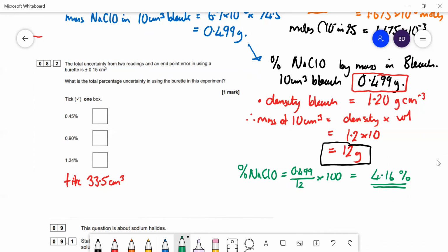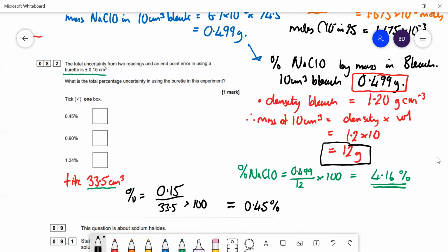Right, this is about uncertainty and the burette reading. The uncertainty of the burette is plus or minus 0.15. That's the total uncertainty. What's the total percentage uncertainty? Right, well, our titer is 33.5. So the percentage uncertainty is going to be 0.15 over 33.5 times 100. It's going to be pretty small. That's quite a big titer. And that is 0.45%.